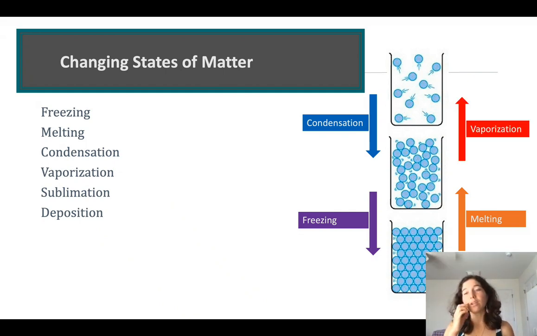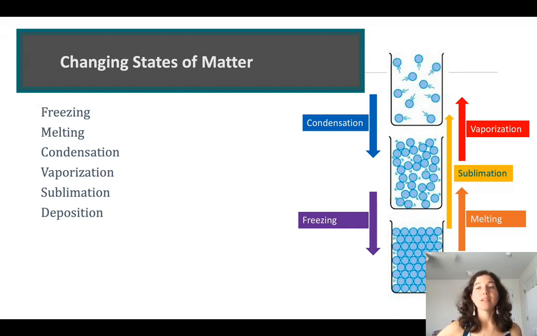Then we have vaporization, which is the opposite effect, where we're going from a liquid to a gas. You often see this whenever you're drinking hot beverages, things like tea or coffee or hot chocolate. You'll see the steam coming off of your hot cup, and that is a vapor. That's water vapor.